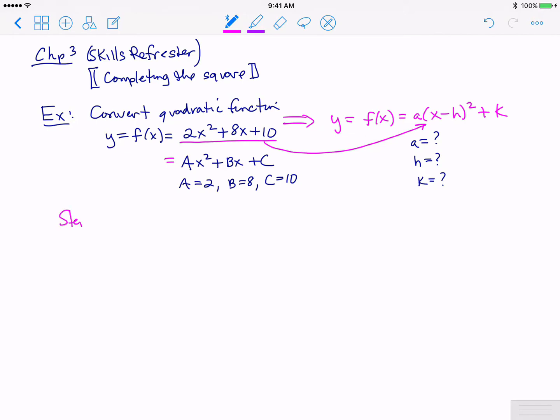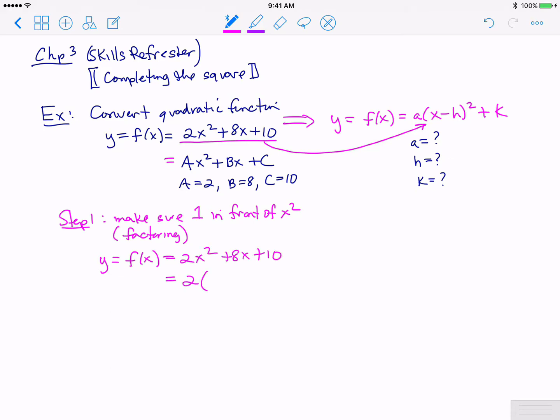The first step is to make sure that there is a 1 in front of the x squared term. And you do this by factoring. So for example, we'll take y equal f of x, 2x squared plus 8x plus 10, and we are going to factor out the 2, x squared plus 4x plus 5. And now we have a 1 in front of the x squared. So what we're seeing here is that this is now of the form 2 multiplied by some new function g of x, where g of x is equal to 1x squared plus 4x plus 5. So that's the first step.